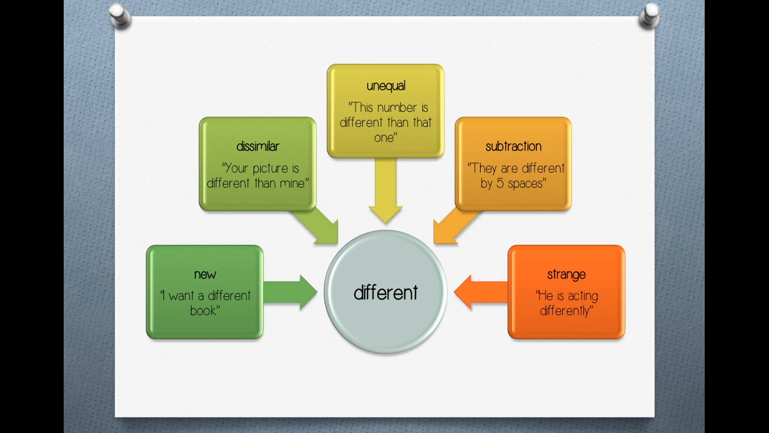So let's take a look. You may remember this from Core 101, here's the word different. And there are 5 different meanings for that one word, from a different book, meaning a new book, to your picture is different, meaning dissimilar, and all the way around to unequal or subtraction or strange. Those are sort of just synonyms for the word different, used in different ways, right? There's 5 words that we can get out of one core word.